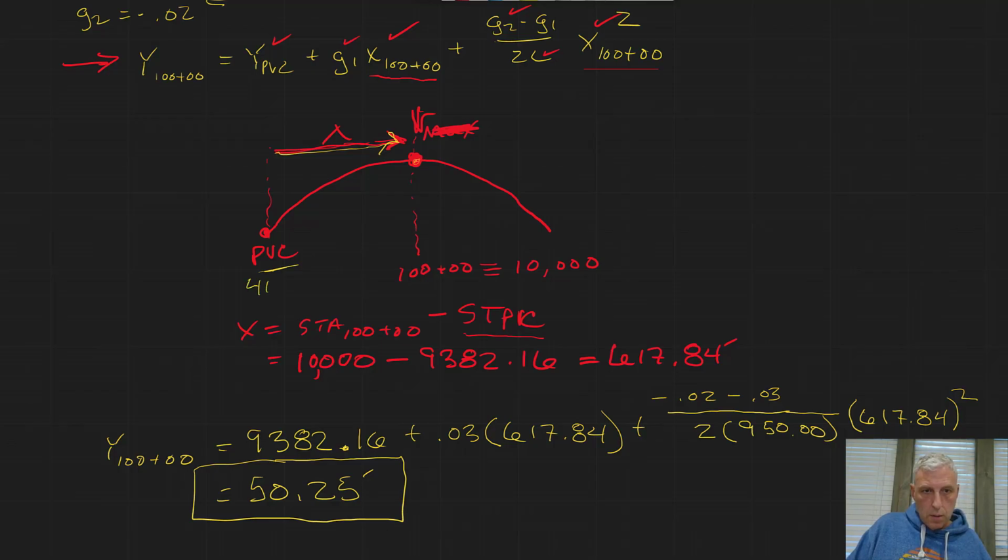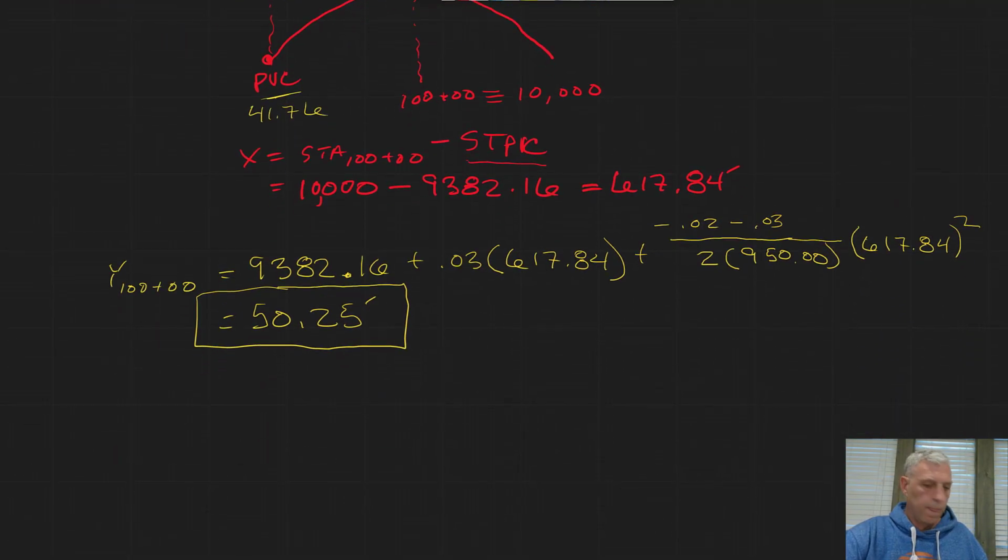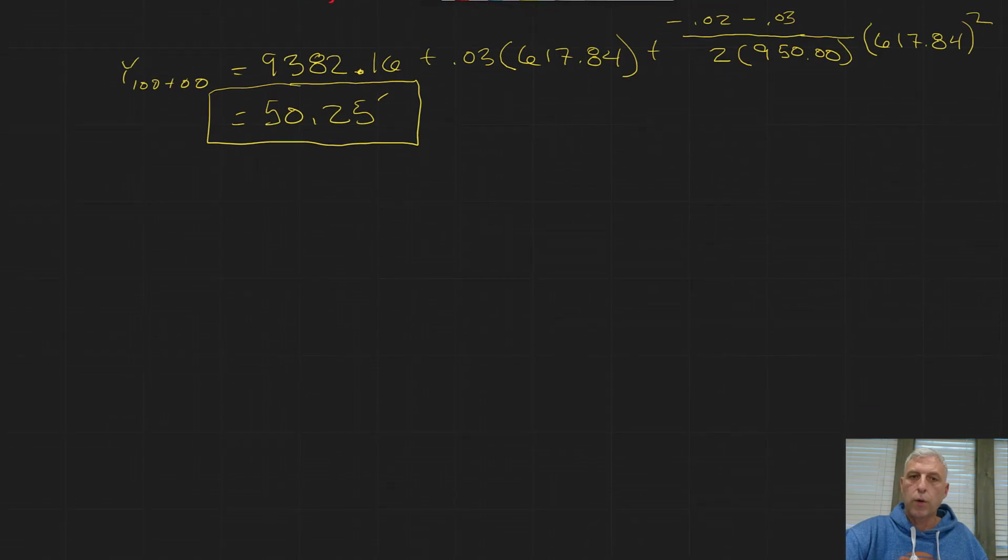41.76. So yeah, that makes sense. Okay, so we have part one. Part two asks us to find the high point or the low point on the curve. Well, the example on Canvas I noticed was a little poor in its wording. It led me to believe you wanted to find the elevation of the high point on the curve, and then it reports the station of where that high point occurs.